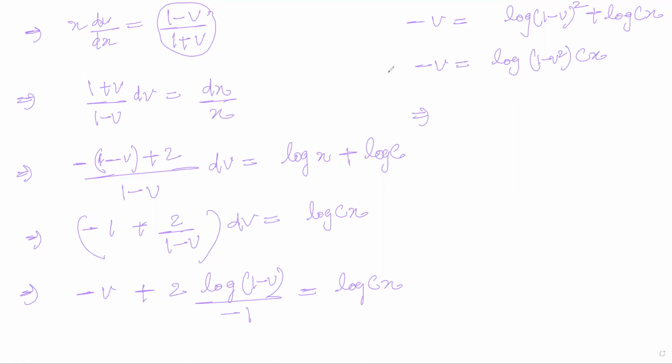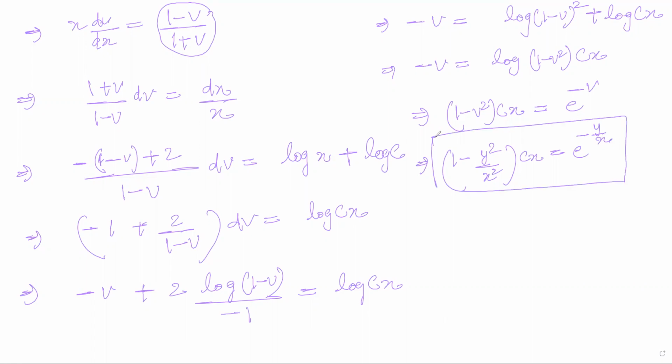Now what I can do is, I can write this expression as 1 minus v square into cx is equal to e to the power minus v. Now, replacing back v as y by x, this becomes 1 minus y square by x square into cx is equal to e to the power minus y by x. This is the final answer.